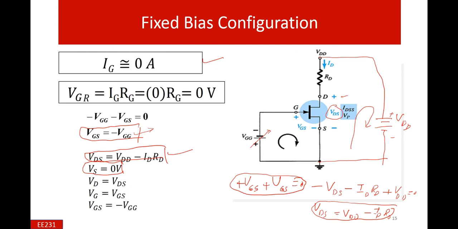And what is VDS? Actually VDS is equal to VD minus VS. Because VS is 0, it is directly connected, so it is equal to VD. So this is another important result. Next one is VGS. What is VGS? It is equal to VG minus VS, because VS is 0, so it is equal to this one. So these are the important results we are using here.